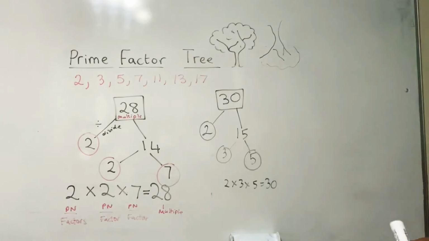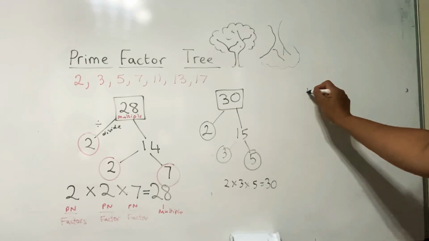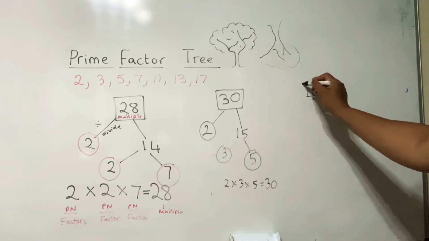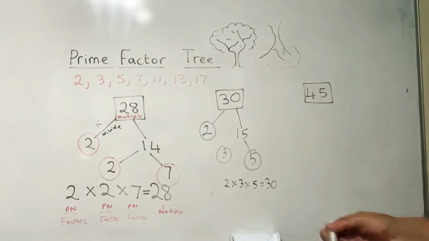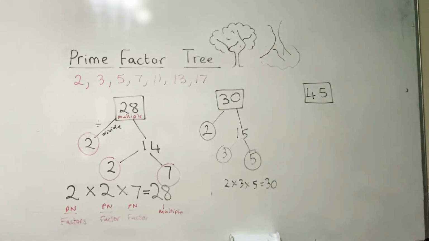Okay. Now, let's do another one. Are you ready for another? This time, I would like you to try this at home. Try 45. Remember, divide. Use the numbers from our list. When you do any questions like this, list out your prime numbers first. You should know them. Eventually, you'll know them by heart. And then you can work out some more questions. So let's give you 45.